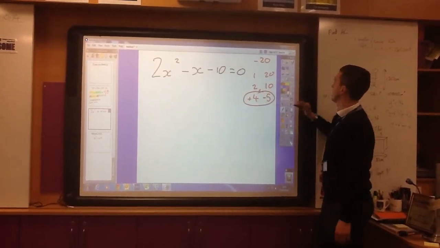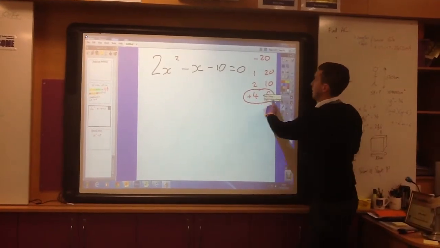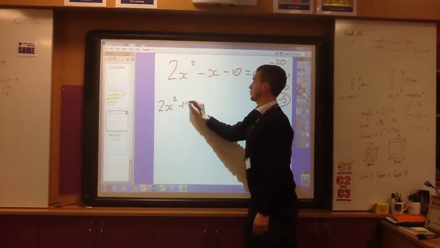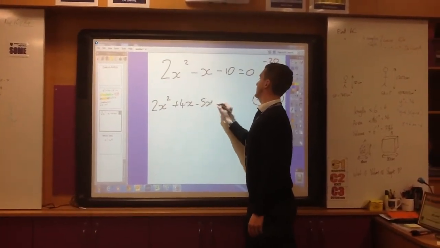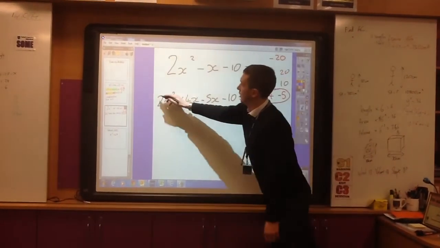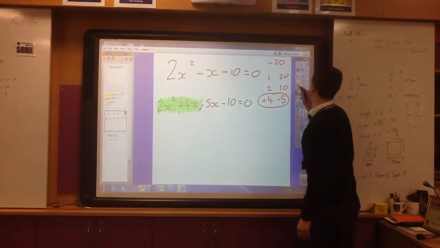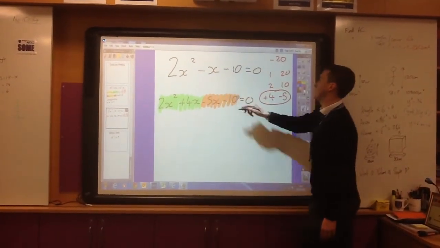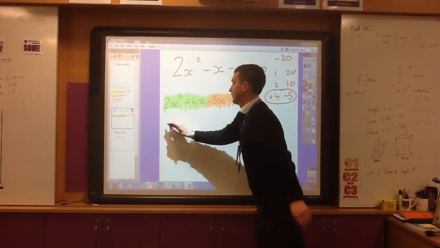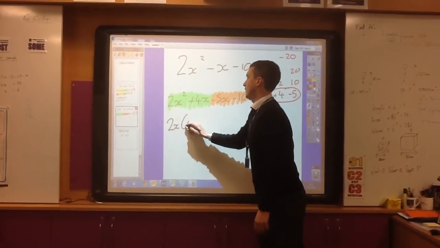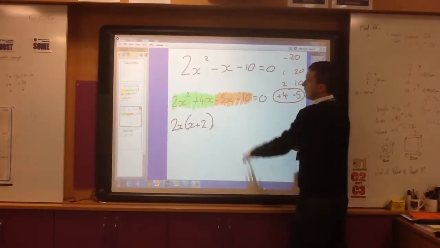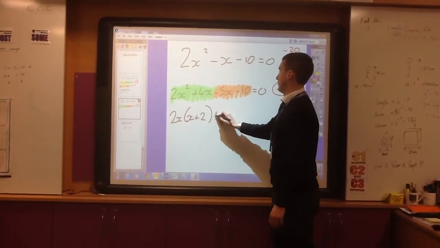The others won't work. So I'm going to rewrite the question where they're my new x. So 2x squared plus 4x minus 5x take away 10 is 0. Do the same thing as last time. Factorise the first bit. Factorise the second bit. It's going to be a bit harder though because we've got a negative this time. So I've got a 2 and an x in this one. So I'm left with x plus 2. And in this one, I've got a 5.